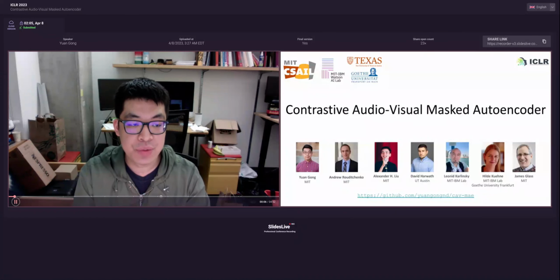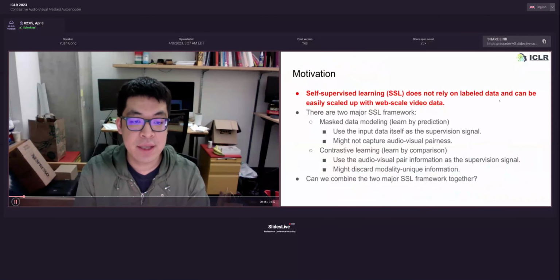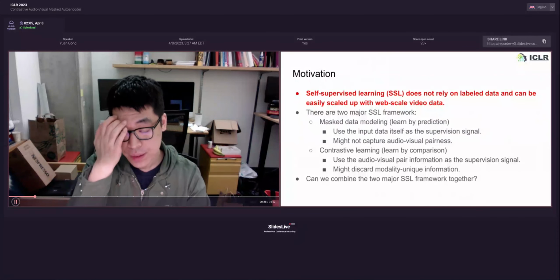Today, I'm happy to introduce our recent work, Contrastive Audiovisual Masked Autoencoder. First, in this work, we targeted the self-supervised learning problem. As we know, self-supervised learning does not rely on any labeled data, so we can easily scale it up with web-scale, almost unlimited video data.